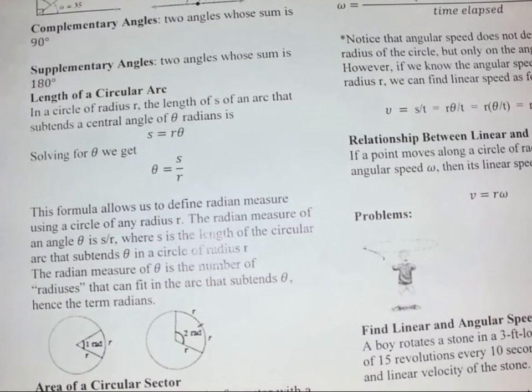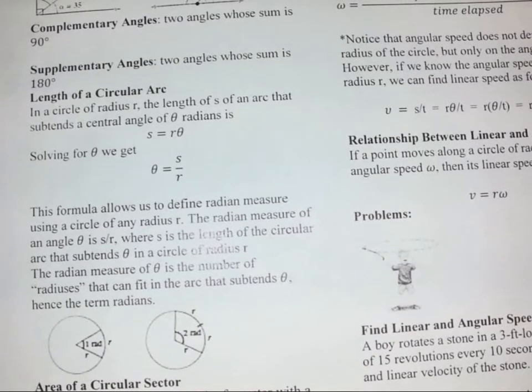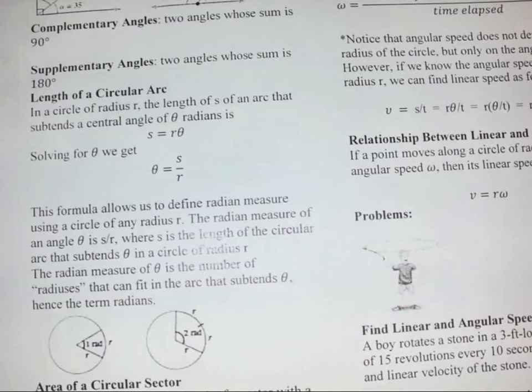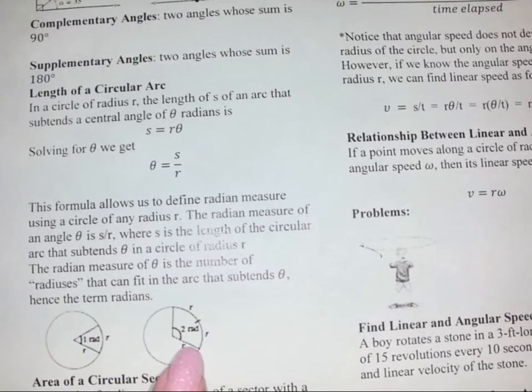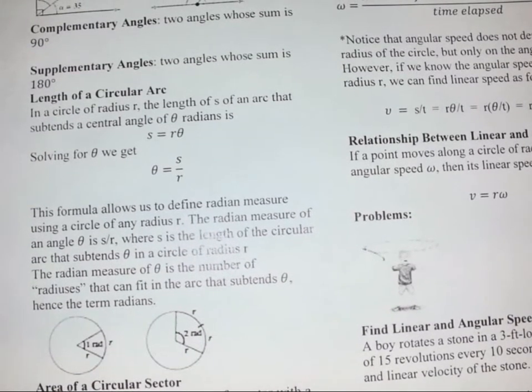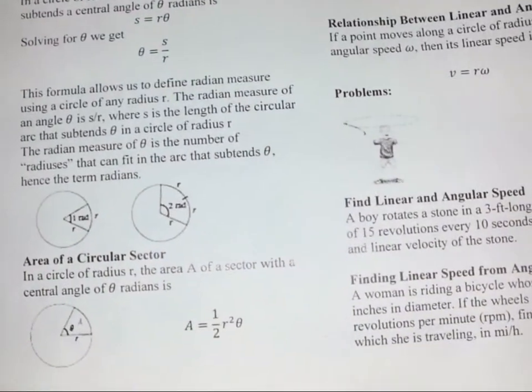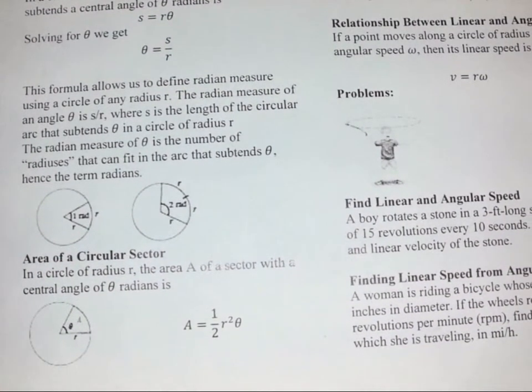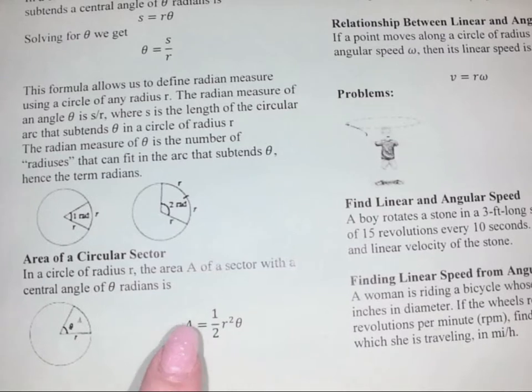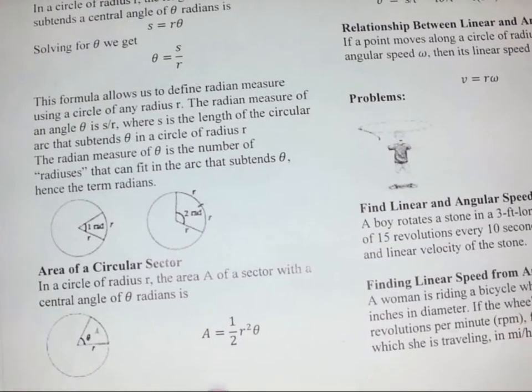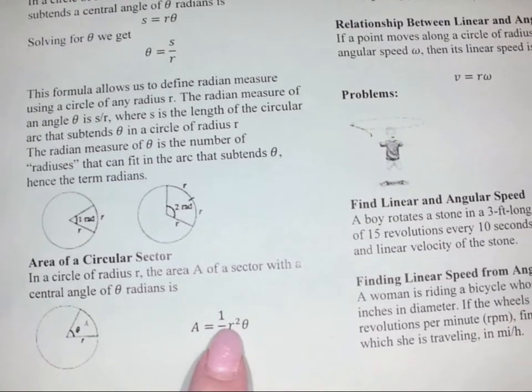The radian measure of theta is the number of radiuses that can fit in the arc that subtends theta, hence the term radians. So this is basically what we were looking at earlier, what 1 radian, 2 radians, so how many radians does it take? So the area of a circular sector in a circle of radius r, the area A of a sector with a central angle of theta radians, is going to be A is equal to 1/2 r squared theta.